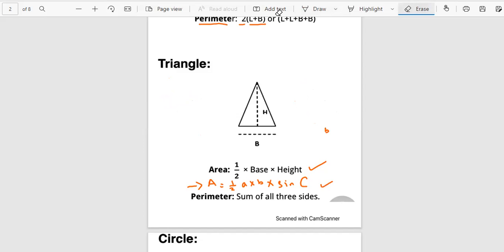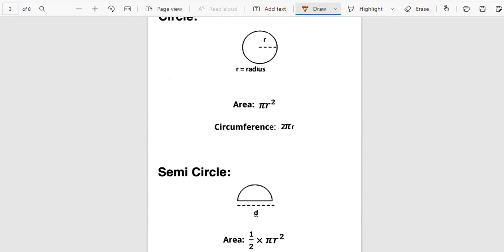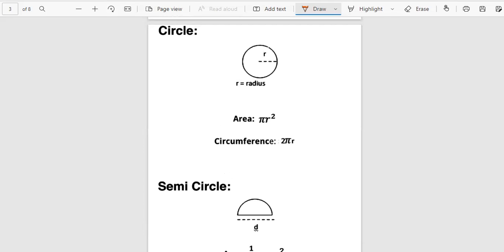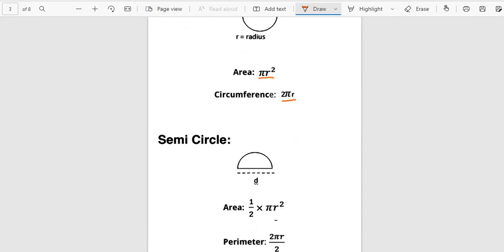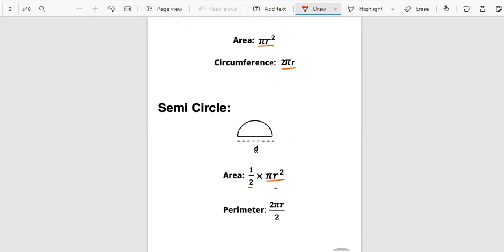Okay. Now for the perimeter, obviously we add all the boundary sides. So we'll find this side, we'll find this side, we'll find this side, and we'll add up these sides, okay? Now we are done with the circles already. The area of a circle is pi r squared. The circumference is 2 pi r. Semicircle is half the circle. So pi r squared divided by 2 and 2 pi r divided by 2.